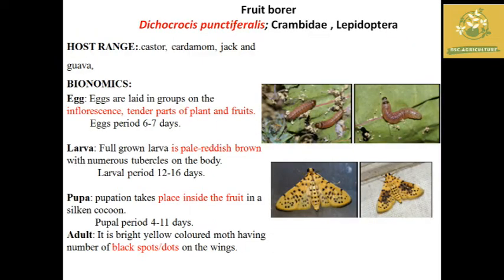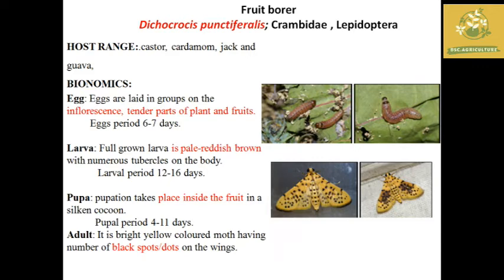The next type of fruit borer is Conogethes punctiferalis, and it comes under the family Crambidae and order Lepidoptera. It also has a wide host range, where the hosts of this secondary type of fruit borer are castor, cardamom, jack as well as guava. Regarding the bionomic characteristics, eggs are laid in groups and also in inflorescence, and they also place the eggs on the tender parts of the plant as well as in fruits.